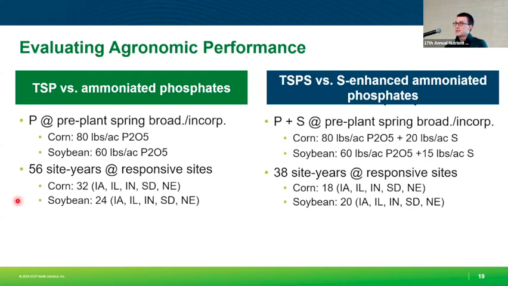In both of these studies, we are looking at a pre-plant spring broadcast incorporated. That's how we do most of our trials. And this is over a number of site years at P-responsive sites, so typically less than 15 or 20 parts per million. A lot of our data uses Mehlich-3 just because we're working across the US, so say around 15 or so parts per million Bray P1. So these are all responsive sites.